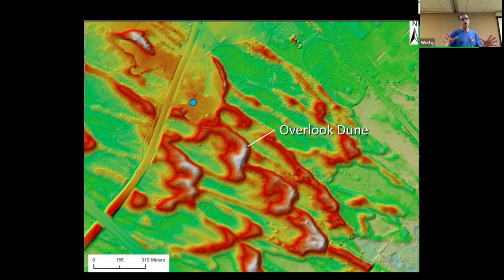So we're just going to zoom in a little closer. Again, the blue dot is the interpretive center, and there's the Overlook Dune. The white and the red is just showing elevation. The white is the highest elevation, red is intermediate, and the green is the low elevation. Some interesting things here. The dunes are well formed. Some of you might notice something interesting here. A lot of little circles down here. Yeah, those. So we pondered about that. What could have formed those small circles?